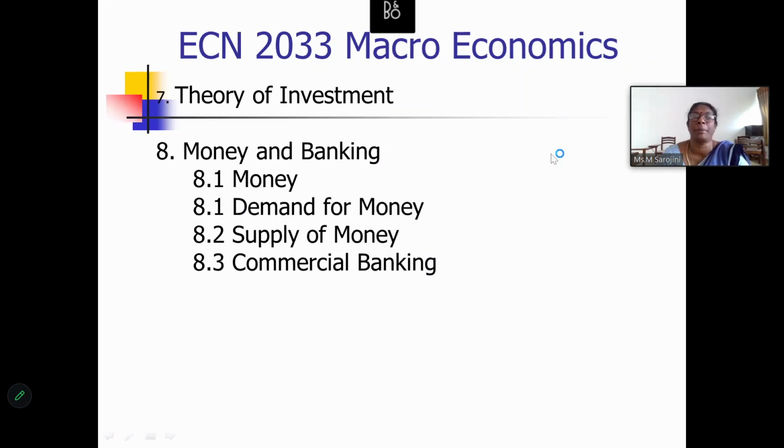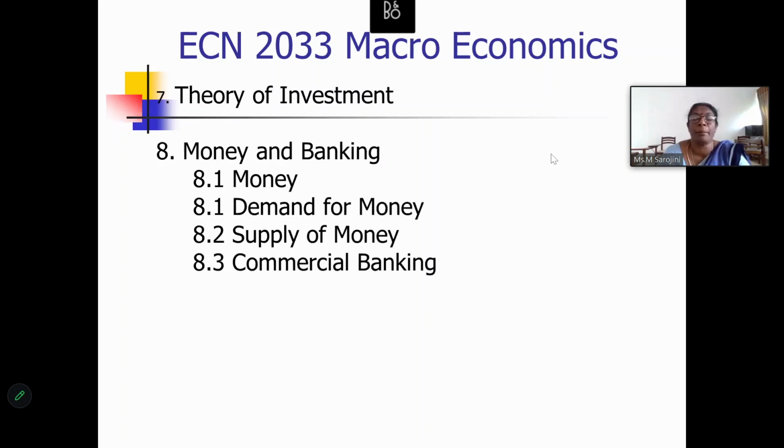And chapter 7 is the theory of investment. Under the theory of investment also we have to look into what is investment, what are the different types of investment, and what are the determinants of investment. Also here the accelerator theory of Keynes, how that accelerator theory is explained by Keynes, we also have to look. And chapter 8 is money and banking.